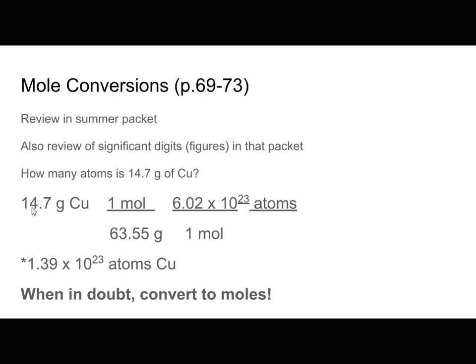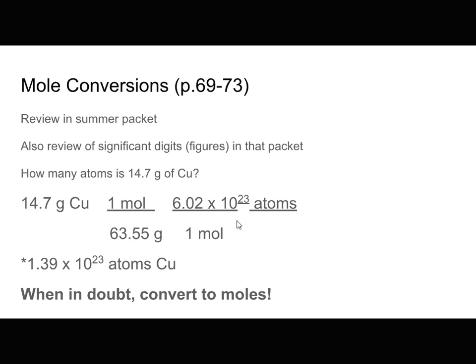Remember how this setup works is here's what I'm given. On the top of the conversion is what I want to solve for, 1 mole. On the bottom, my units have to cancel out, grams on the bottom, grams on the top. Periodic table tells me 1 mole of copper is 63.55 grams. If I do that step, these 2 grams cancel out, leaving me with moles of copper. My second conversion is using Avogadro's number, 6.02 times 10 to the 23rd. That's how many atoms are in 1 mole.